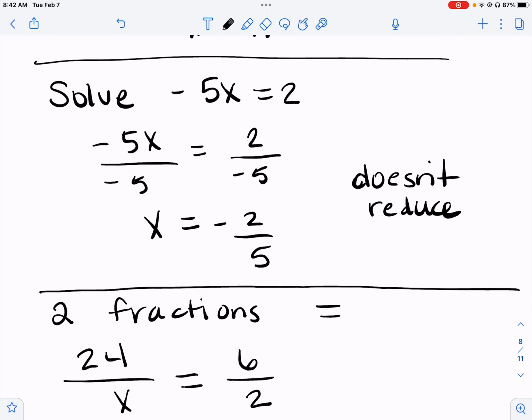Solve negative 5x equals 2. We divide both sides by negative 5. That doesn't reduce, but we say a positive divided by a negative equals negative. Nothing goes into 2 and 5. Okay, we have to divide both sides by a negative there because those negatives have to cancel and the 5.